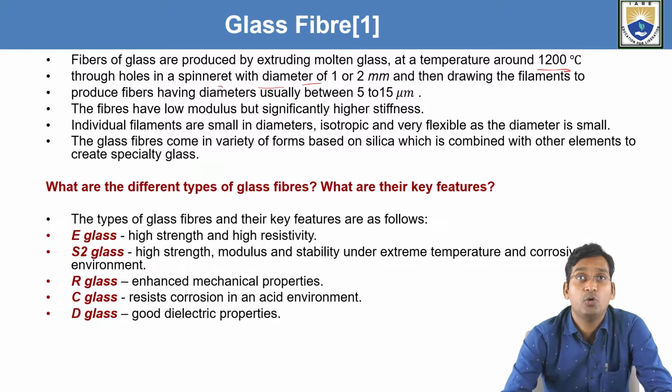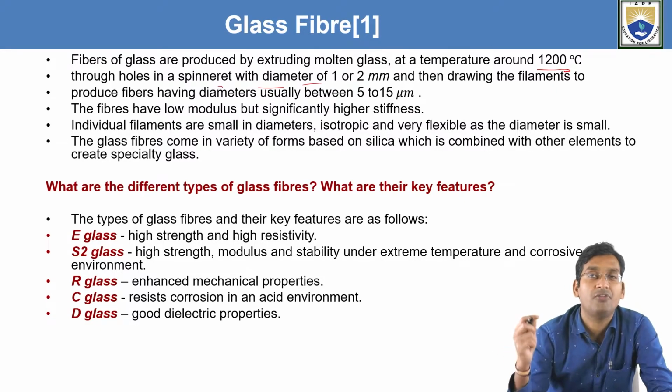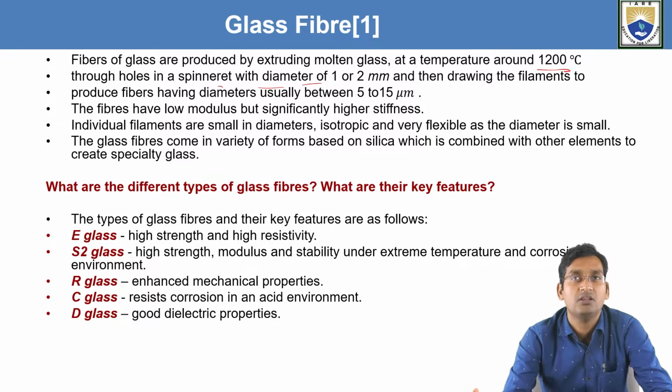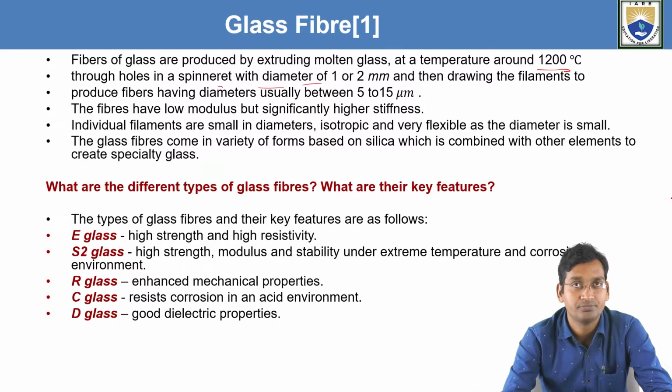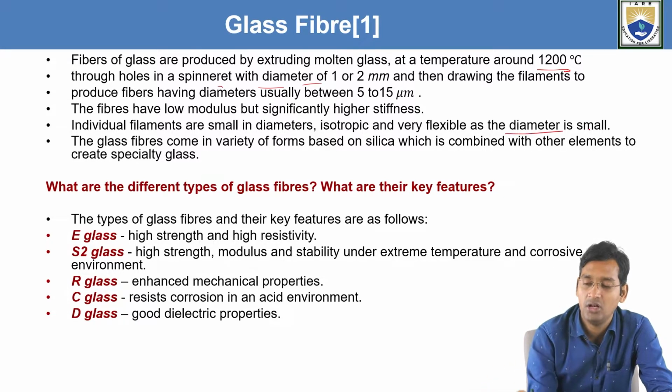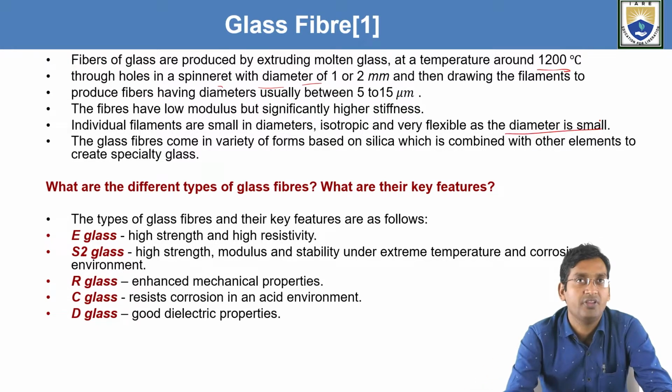The fibers have low modulus but significantly higher strength. So there is low modulus. That's why glass, if you hammer it or apply a load, will break. But if you try to bend it, it can bend, since its strength is higher. So you can bend that glass fiber. Individual filaments are small in diameter, isotropic in nature, and very flexible as the diameter is small.